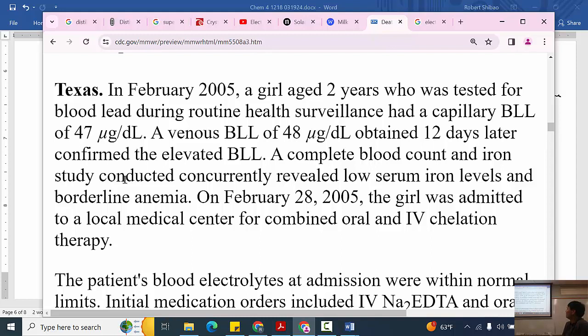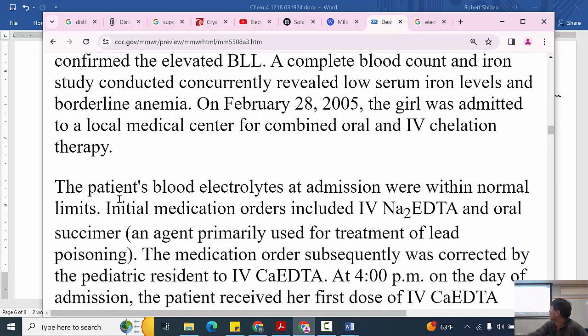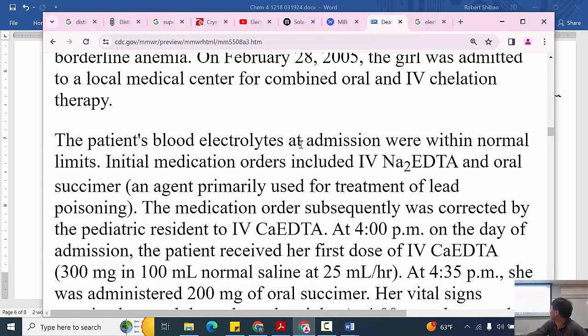So on February 28, 2005, the girl was admitted to a local medical center for combined oral and intravenous chelation therapy, and chelation therapies with EDTA. The patient's blood electrolytes at admission were within normal limits. Initial medication orders included intravenous sodium EDTA and oral succimer, an agent primarily used for the treatment of lead poisoning. The medication order was subsequently corrected by the pediatric resident to intravenous calcium EDTA. So they accidentally specified the drain cleaner stuff rather than the more mild stuff here.